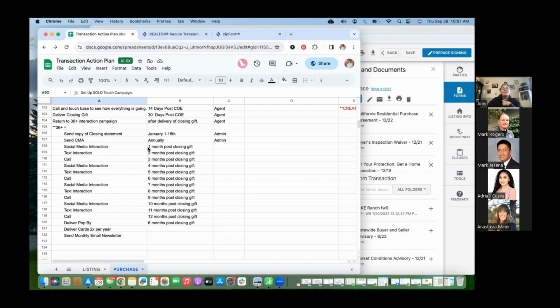And then 1 month post-close of escrow, interact with them on social media, 2 months text message, 3 months call. We're going to repeat that for the course of the year, right? With social media, text, and call through the 12-month period so that you're interacting with them once a month every year. Deliver a pop-by, maybe like 6 months post-closing gift, right?